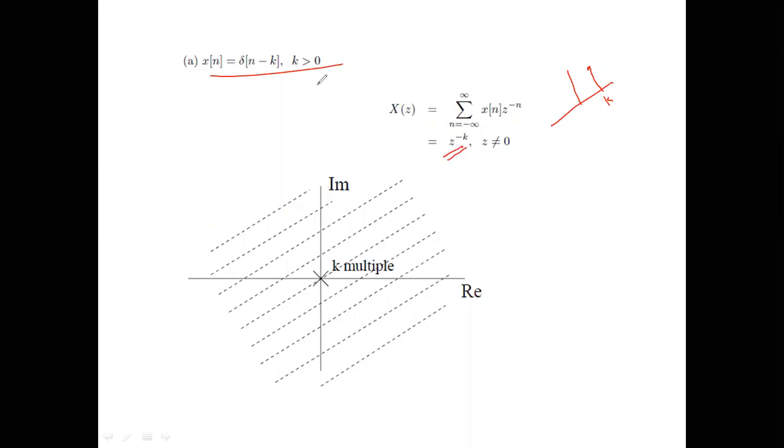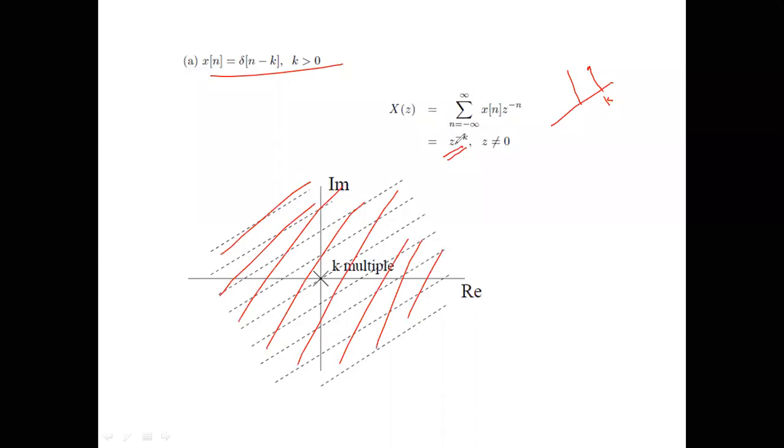Since it is a finite duration signal, the ROC is going to be the entire z plane, right? Unless you substitute z equal to 0, where it goes to infinity. For all other values, it is finite. So the ROC is the entire z plane except z equal to 0. That is where the pole is. The ROC cannot contain poles, right?